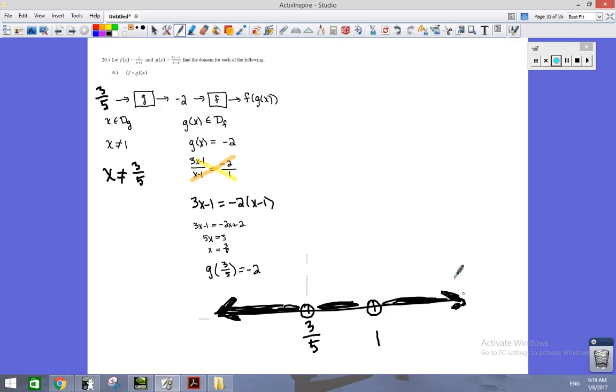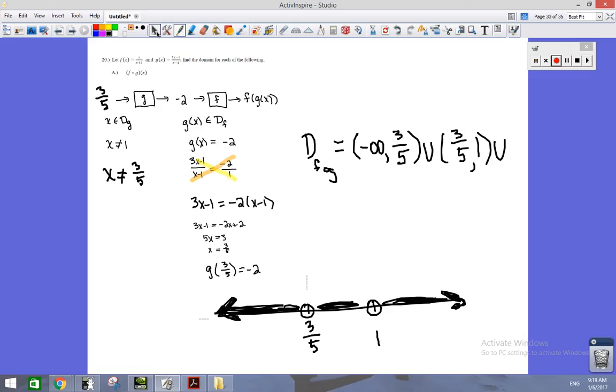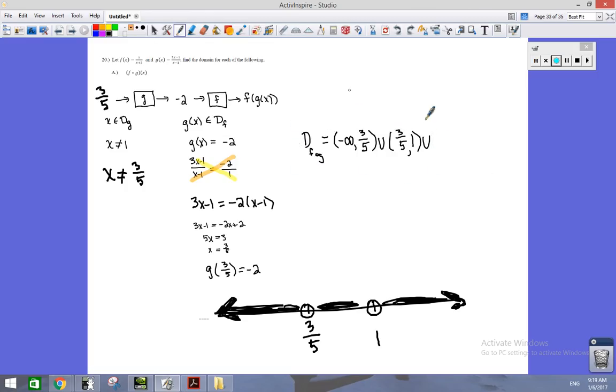So how do we describe that set? Well, the domain of this composition is from negative infinity to 3/5, or if you're between 3/5 and positive 1, or if you're bigger than positive 1. That's the domain for F composed with G, and we didn't even have to find the expression. We used the domain of F and the domain of G to find that answer.